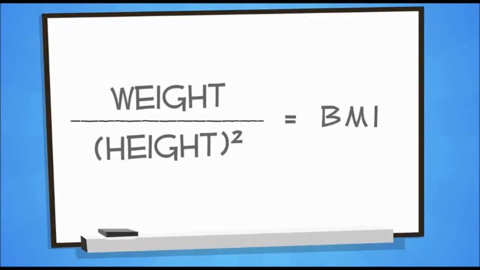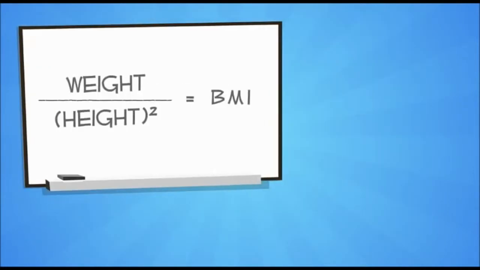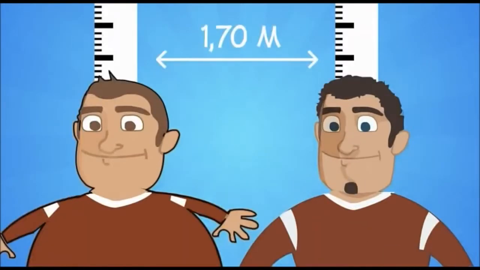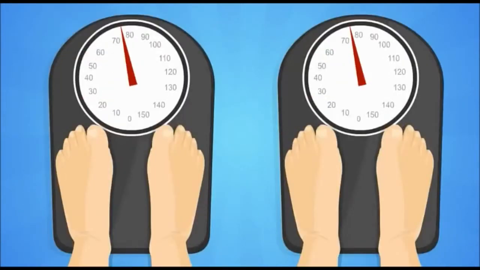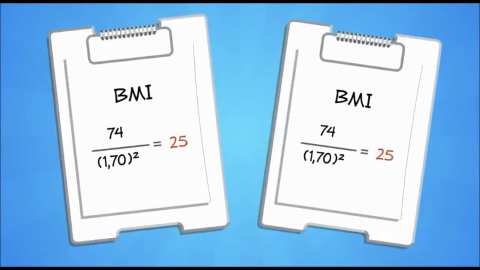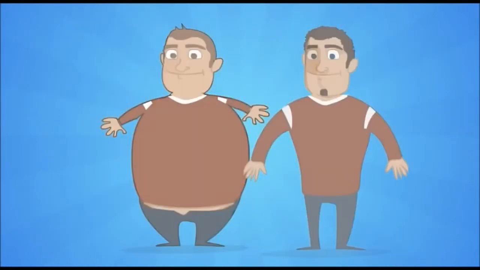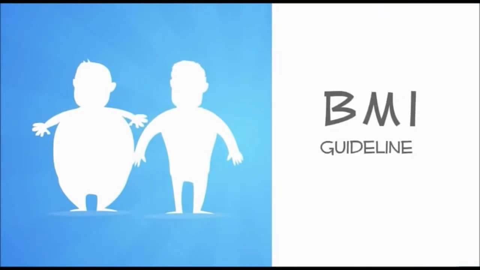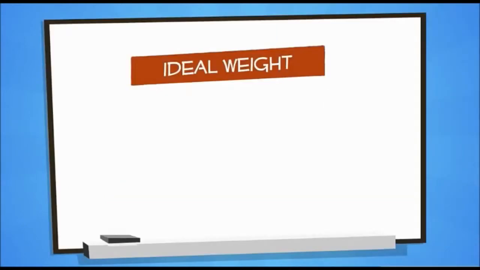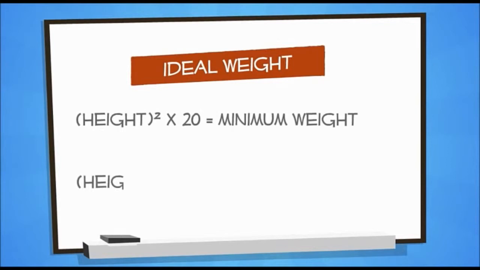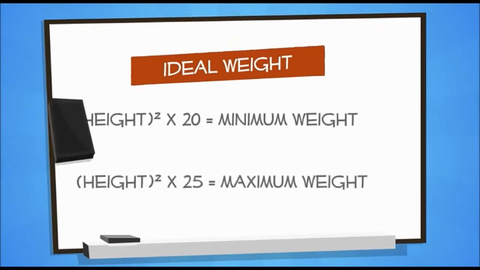The BMI calculation, however, also has its limitations. Look at these two men. They are the same size, have the same weight, and therefore have the same BMI. Therefore, the BMI calculation should be seen only as a guideline, a tool to help you find out whether or not you have too much fat. You can also calculate your ideal weight as follows. Multiplying the square of your height by 20 gives you your ideal minimum weight, and the square of your height multiplied by 25 gives you your ideal maximum weight.